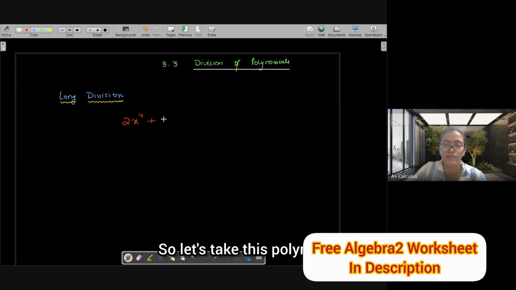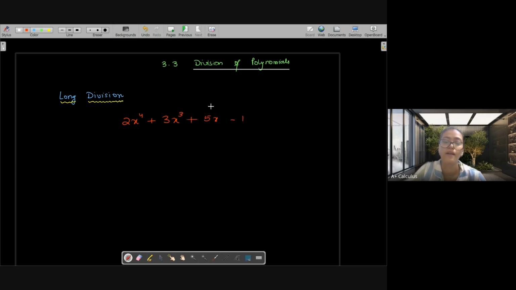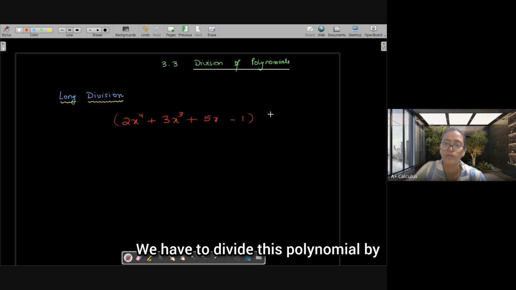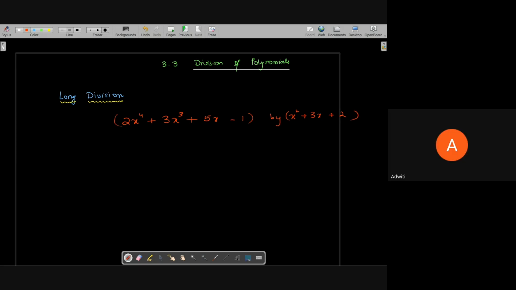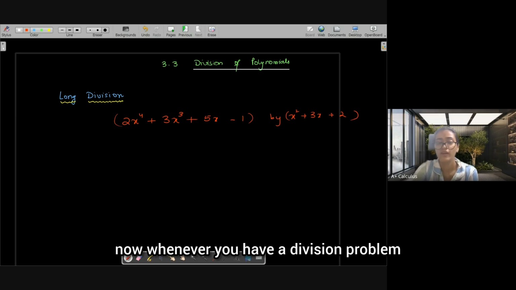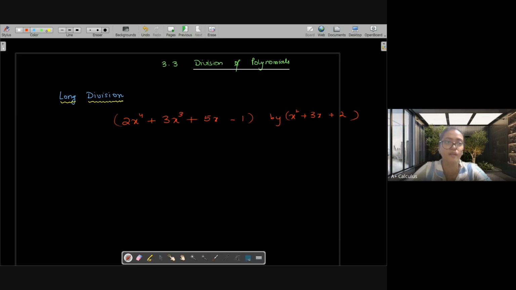So let's take this polynomial: 2 times x raised to 4 plus 3x cubed plus 5x minus 1. We have to divide this polynomial by x squared plus 3x plus 2. Now, whenever you have a division problem, the first thing that you have to do is review some basics.